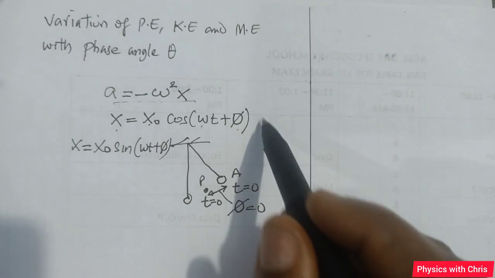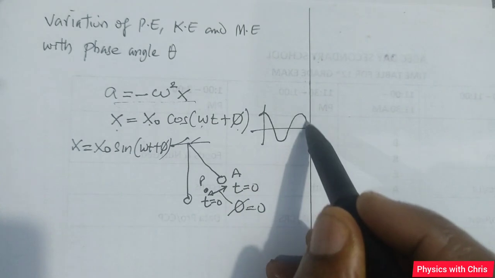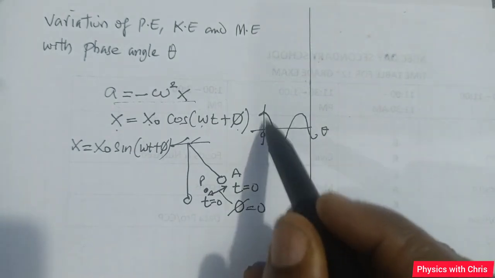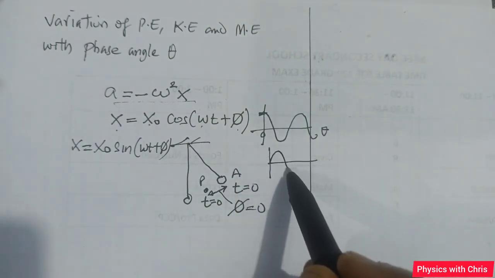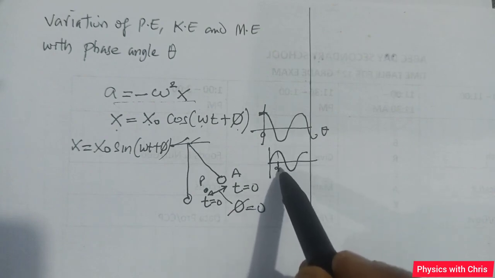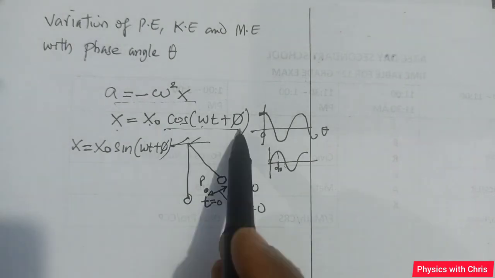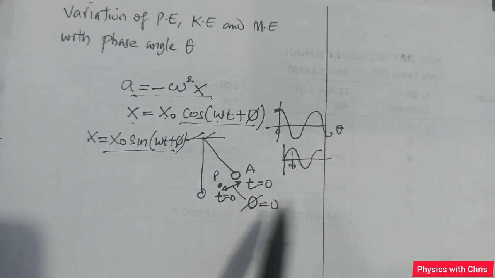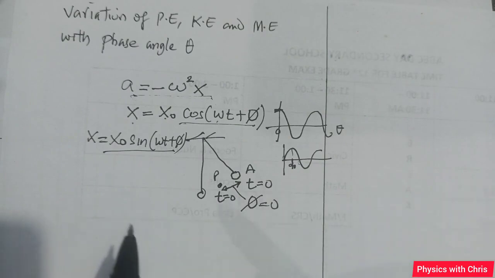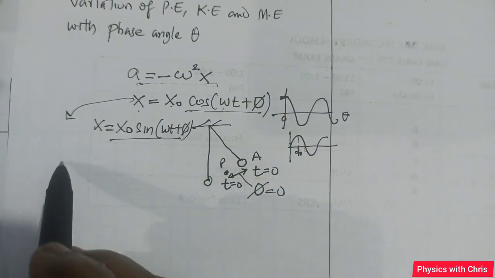You can see that a cosine graph is usually drawn like this. Its maximum is at theta equal to 0. But a sine graph starts from the origin, its maximum is at 90 degrees or pi over 2 radian, and it varies with angular displacement theta. One of these equations can be taken to be the solution of the simple harmonic motion equation. I want to make use of the first equation, and let me start with the potential energy.